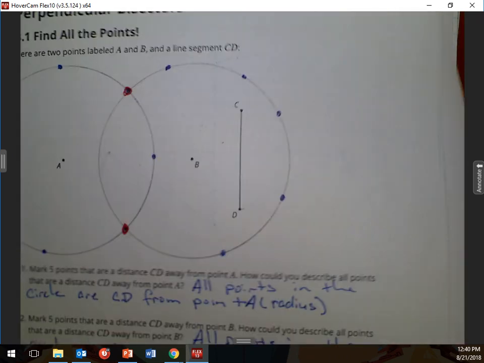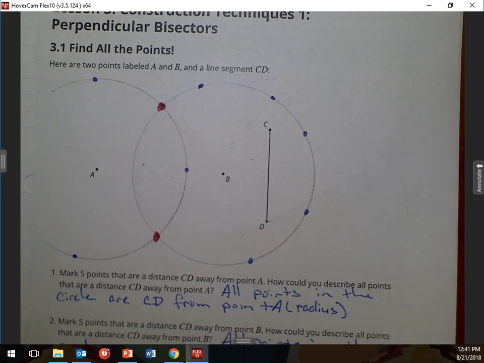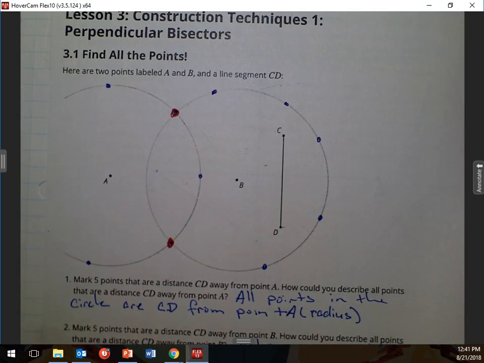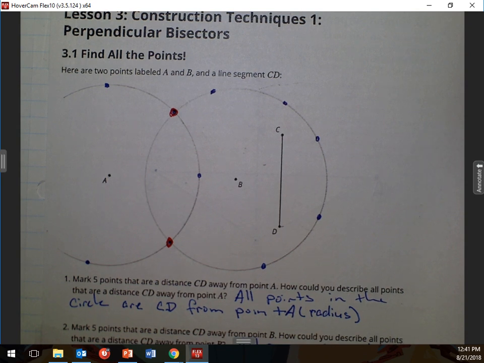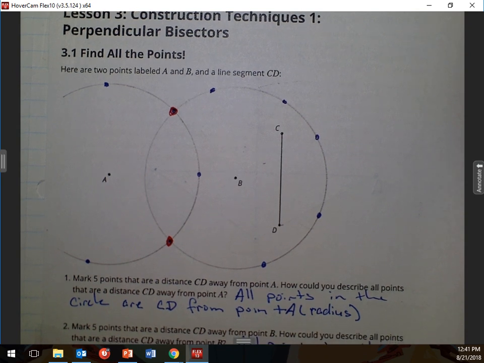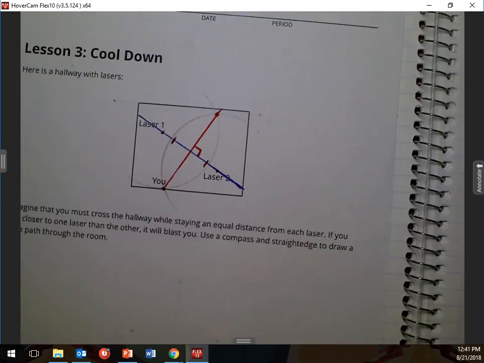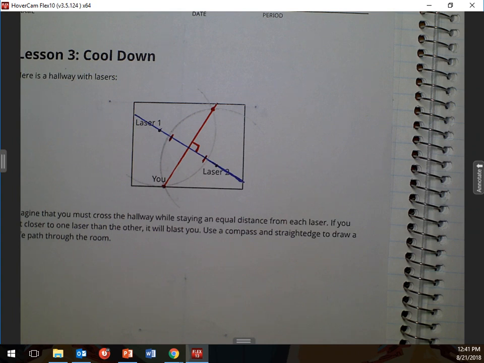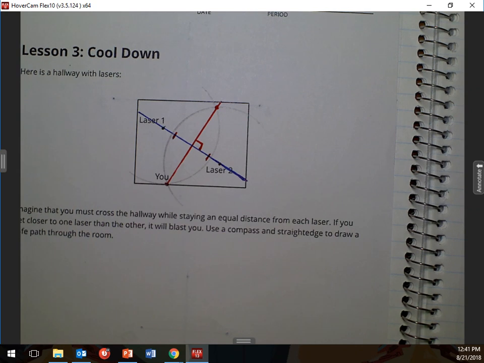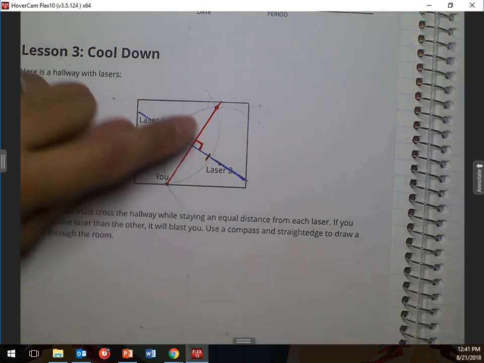Do you remember doing this over here? Remember doing this? And what did we end up getting out of this when we did that? What was on the cool down there too? You got right angles, and what else did we get? On this one, we didn't get triangles.